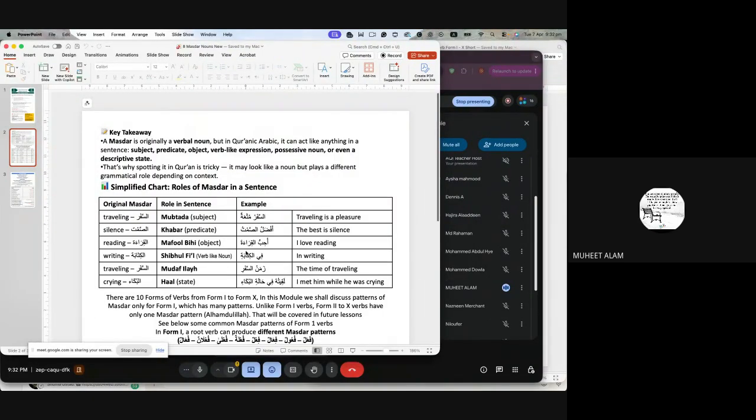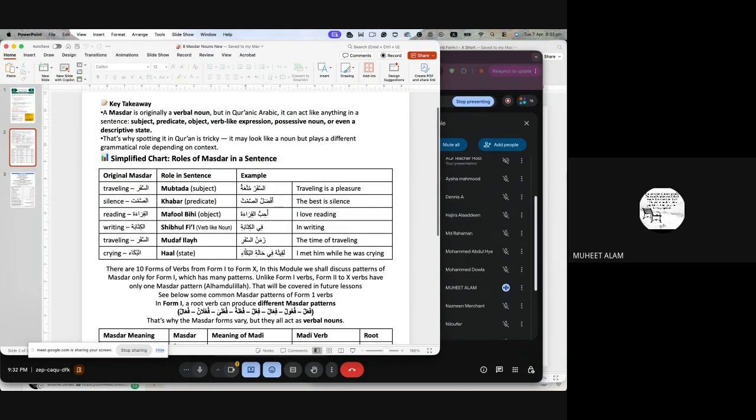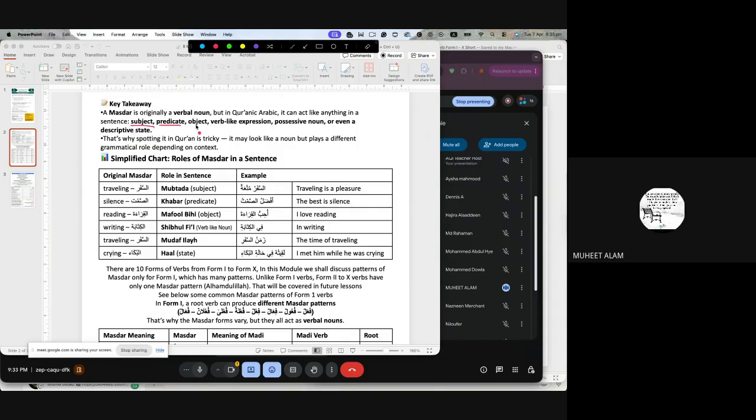So what did we learn till now? That a masdar is originally a verbal noun, but now understand that as it is a verbal noun, it can act like anything in the subject as noun. It can be a subject, a predicate, an object, or a verb-like expression, a possessive noun, or even a descriptive state. So in Quran, it is a little bit tricky to find this masdar because it may look like a noun, but it plays a different grammatical role depending on context.